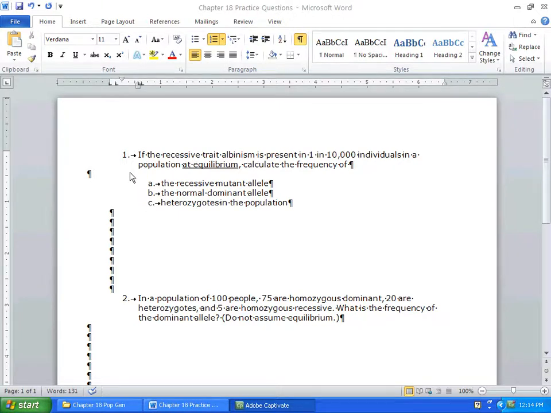Question number one is the first type of problem. It says if the recessive trait albinism is present in 1 in 10,000 individuals in a population at equilibrium, calculate the frequency of the recessive mutant allele, the normal dominant allele, and heterozygotes in the population. So in this problem, you know that the population is at equilibrium, so you can apply the Hardy-Weinberg rule.